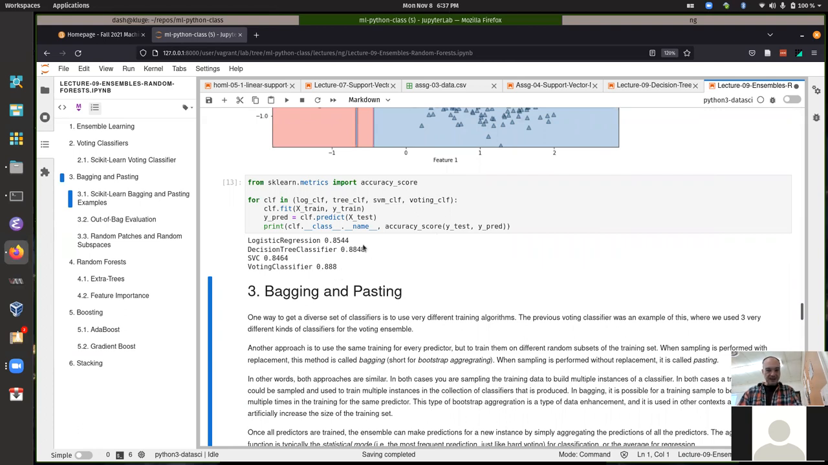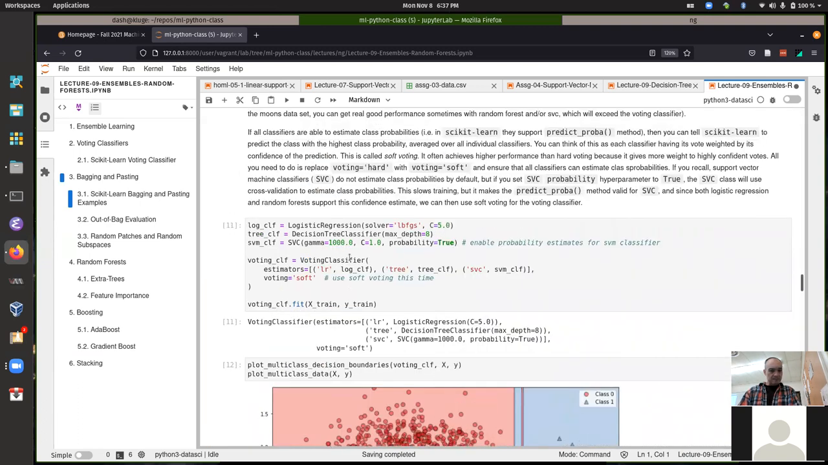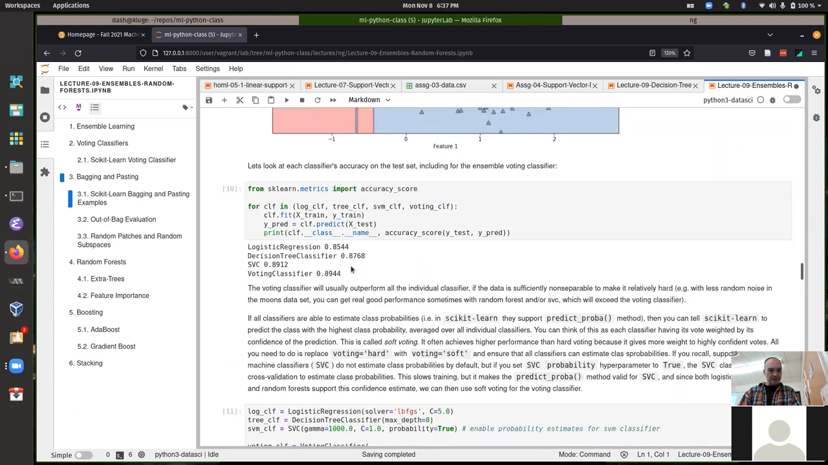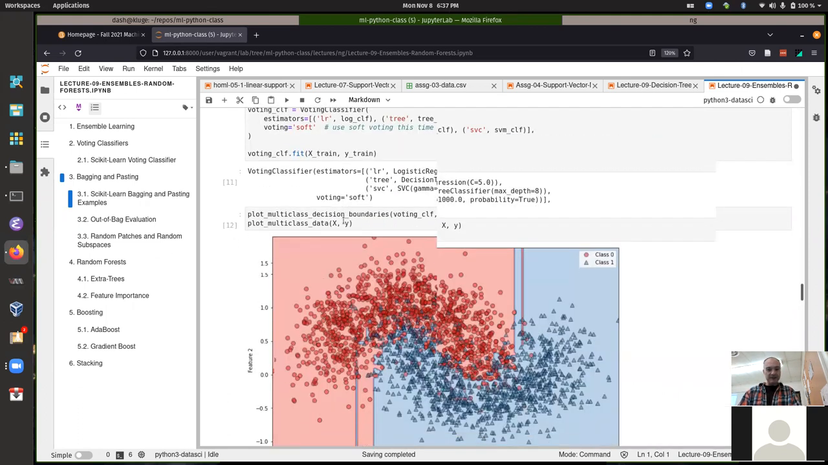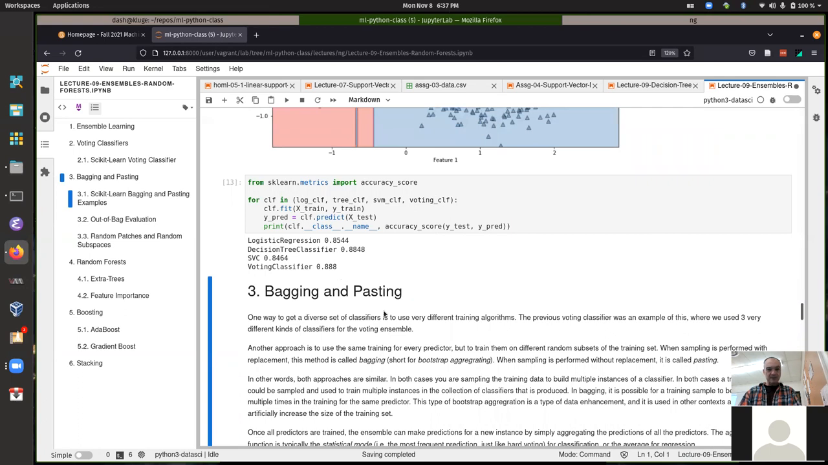And as you can see, again, it's maybe marginally better than the best one of the individuals. The performance went down a little bit from the hard to the soft voting here.